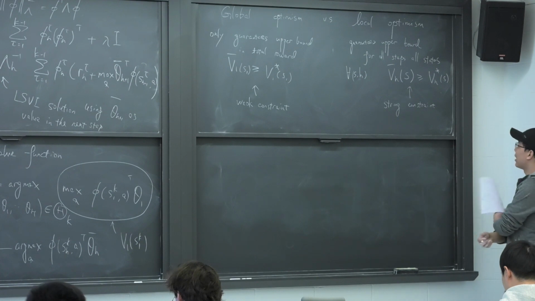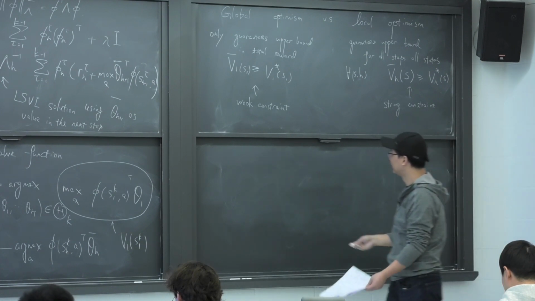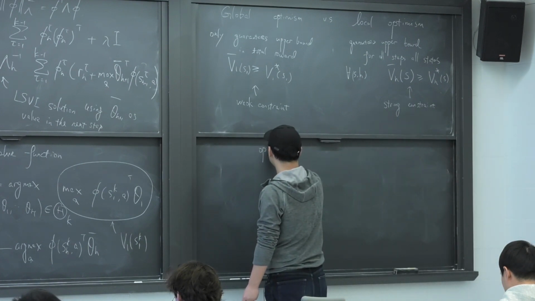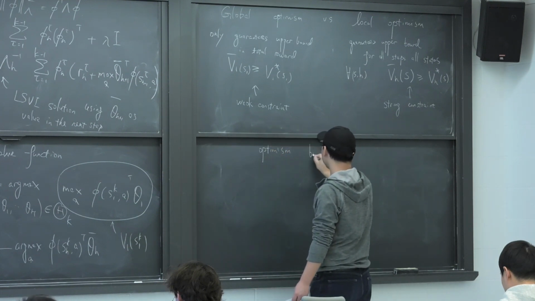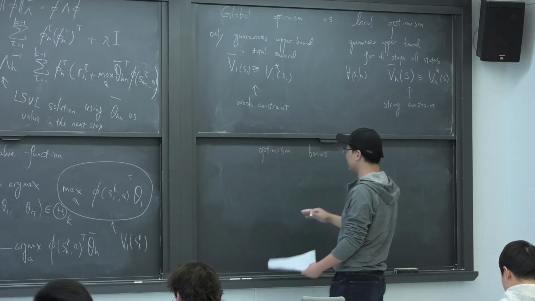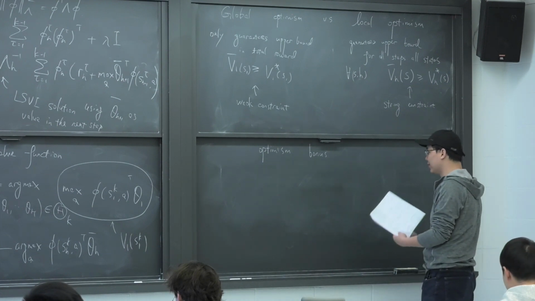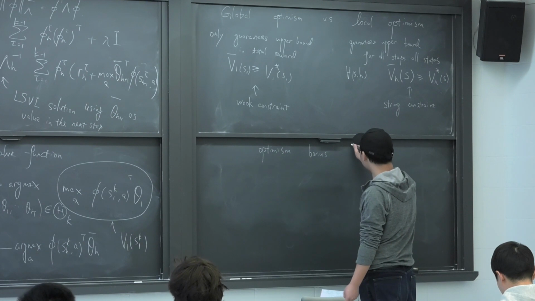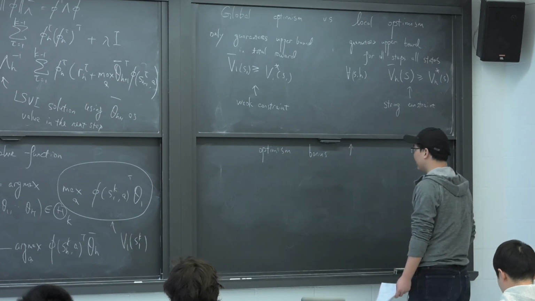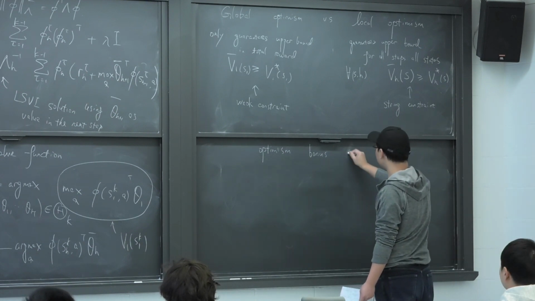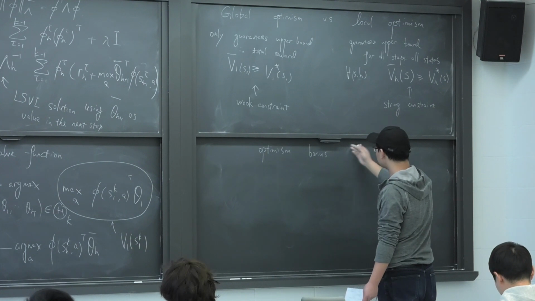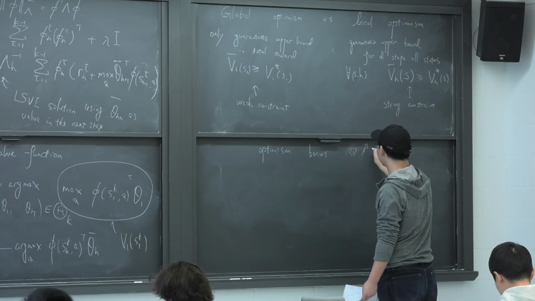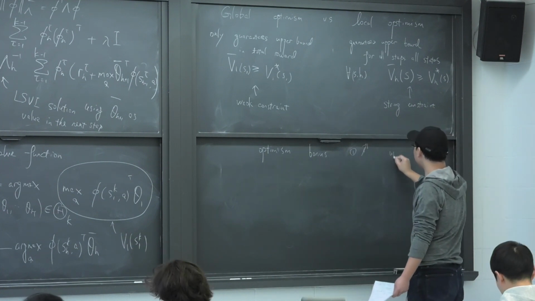And remember how optimism works. Optimism, essentially, we need to have two parts. When we talk about optimism, we're typically talking about a bonus, adding some additional thing to the original value. So we want the optimism bonus to be large. Okay, so we want two things. One is a bonus is large, so that we guarantee the upper bound.